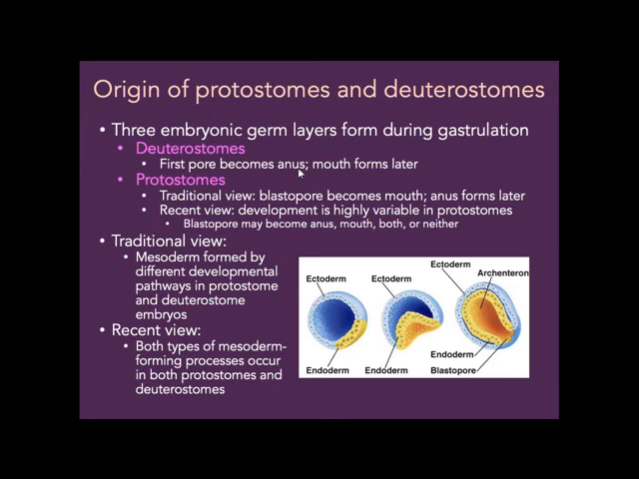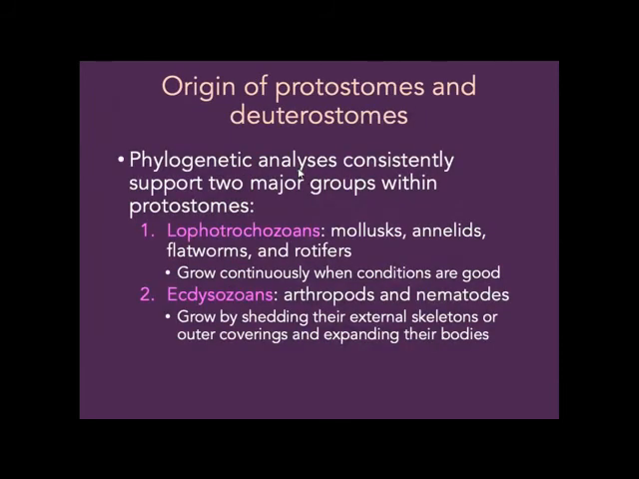Okay, so phylogenetic analyses consistently support 2 major groups within the protostomes, okay? One grouping is called Lophotrochozoa, which includes the mollusks, the annelids, the flatworms, and the rotifers. This is a group in which the different species grow continuously, so long as they get enough to eat, okay? The ecdysozoans include the arthropods and nematodes and a bunch of other groups, and they tend to grow by shedding their external skeletons or outer coverings and expanding their bodies. So they don't grow continuously, they grow in jumps, right? They'll shed their skin and grow, and then stay the same size, and then shed their skin and be a little bit bigger, etc.